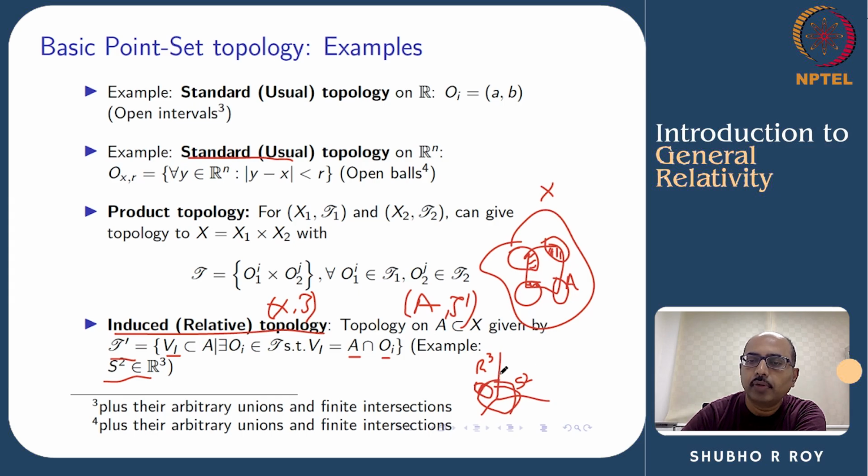Okay, so this is how, starting with open sets of R3 and keeping the overlap of those open sets with S2, we can generate a set of open sets for S2. So that will give you a topology on S2. This topology, which is inherited from the larger space, is called the induced topology or relative topology.